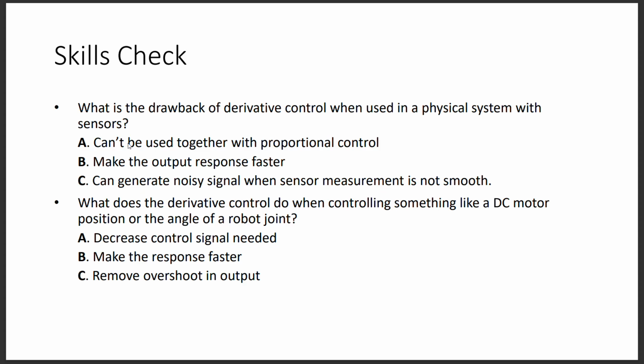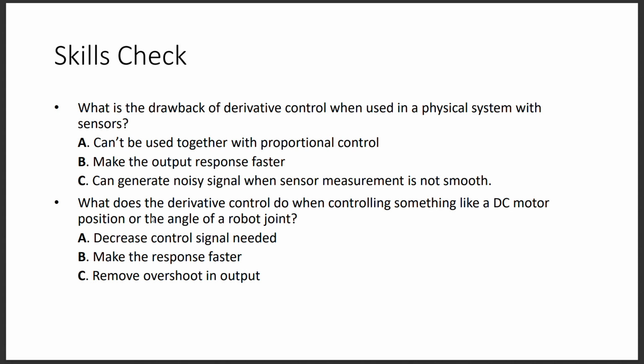Statement A is wrong. It states that we cannot use derivative control with proportional control. That is wrong. We can use proportional control and derivative control. Item B, make the output response faster. That's not what we mentioned as the drawback. And if it can make the output faster, that is not a drawback, that's a good thing. So item C is the response. It can generate noisy signal, that's a drawback of PD control, when sensor measurements are not smooth.